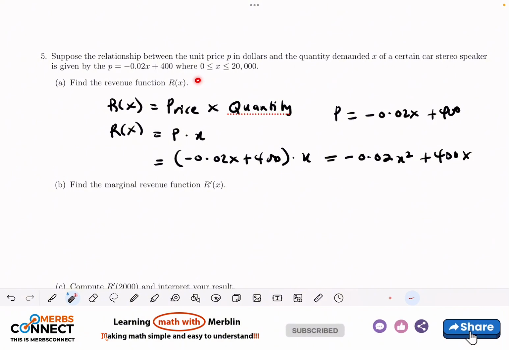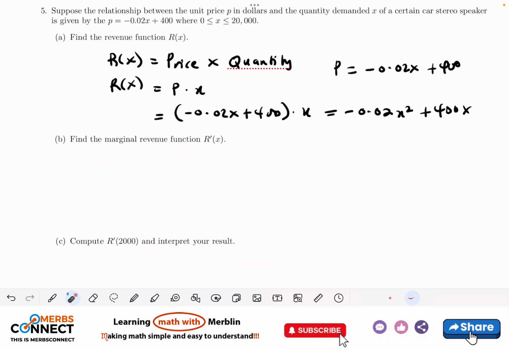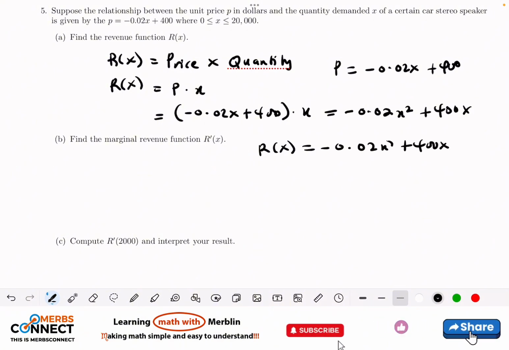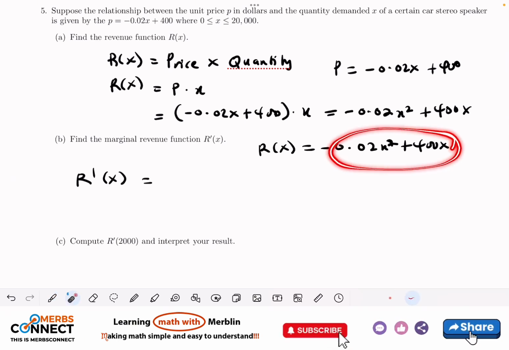Good. But if the question is asking you to find revenue, then at the end of the day, maybe they will ask you to find it at x equal to, let's say, 2, so you get an exact value, right? Now, the next question is we want to find the marginal revenue function, that is r prime of x. Since we know r of x to be equal to minus 0.02x squared plus 400x, then finding the marginal revenue function will not be difficult. We just need to differentiate this function here.